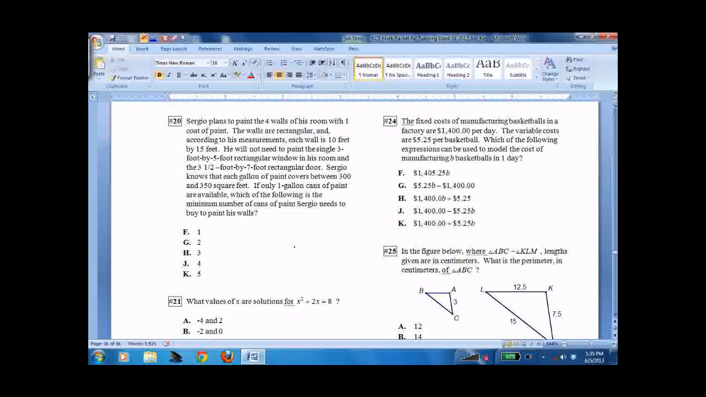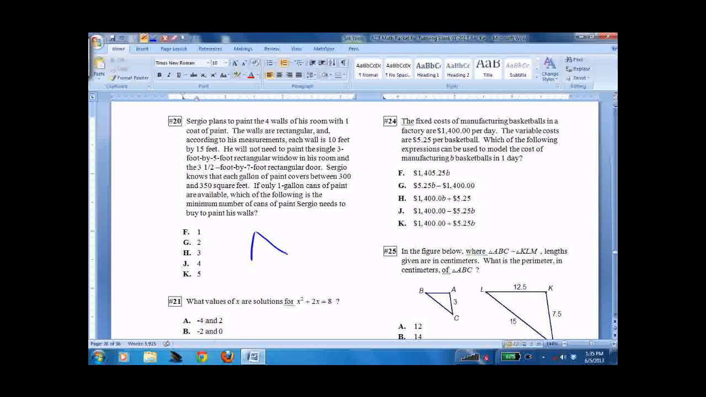ACT tests, part 2. Again, I'll move fairly quickly. Number 20. Sergio plans to paint the 4 walls of his room with 1 coat of paint. The wall is rectangular and each wall is 10 feet by 15 feet. We don't know whether it's 10 feet tall or not. He will not need to paint the single 3 foot by 5 foot window.